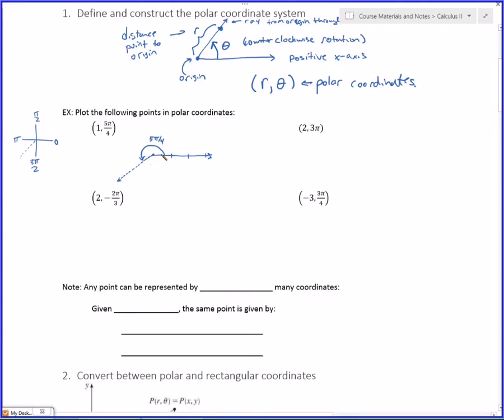And then I go out in that direction, so in this direction that I just drew, in this case, 1 unit. So a distance 1, that's this same length that's right here. I'm going to go out this way. There's my point. That's all you got to do to plot that point.